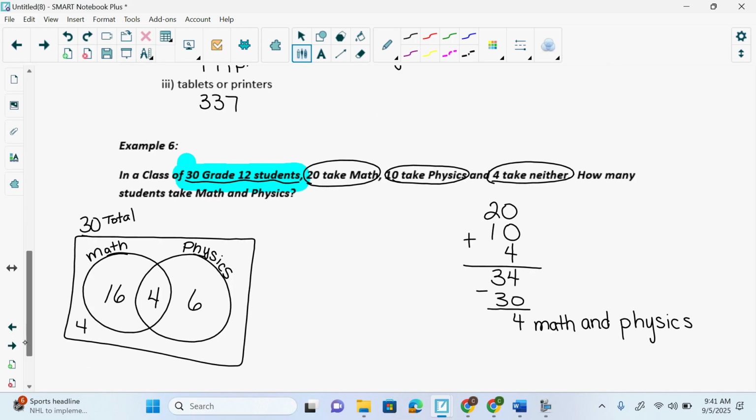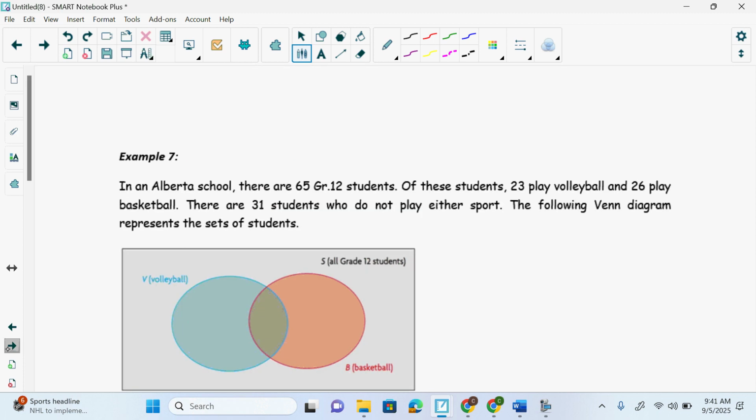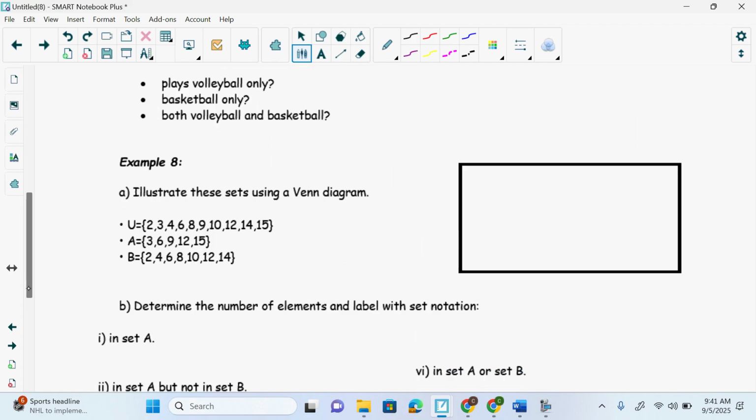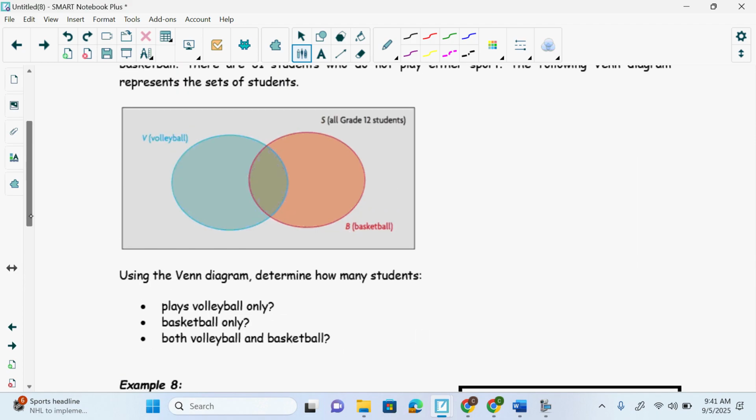I just went a little fast. Look at this one, example 7, isn't it beautiful? You try it, and then 8 we'll deal with together. 7, go.